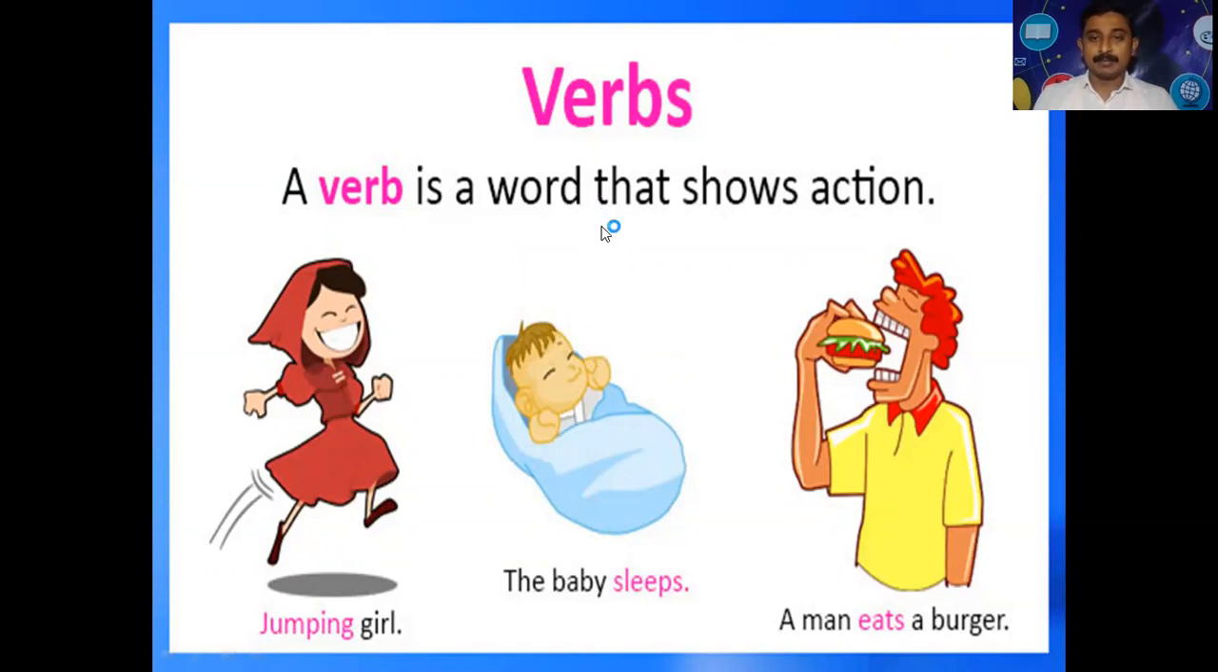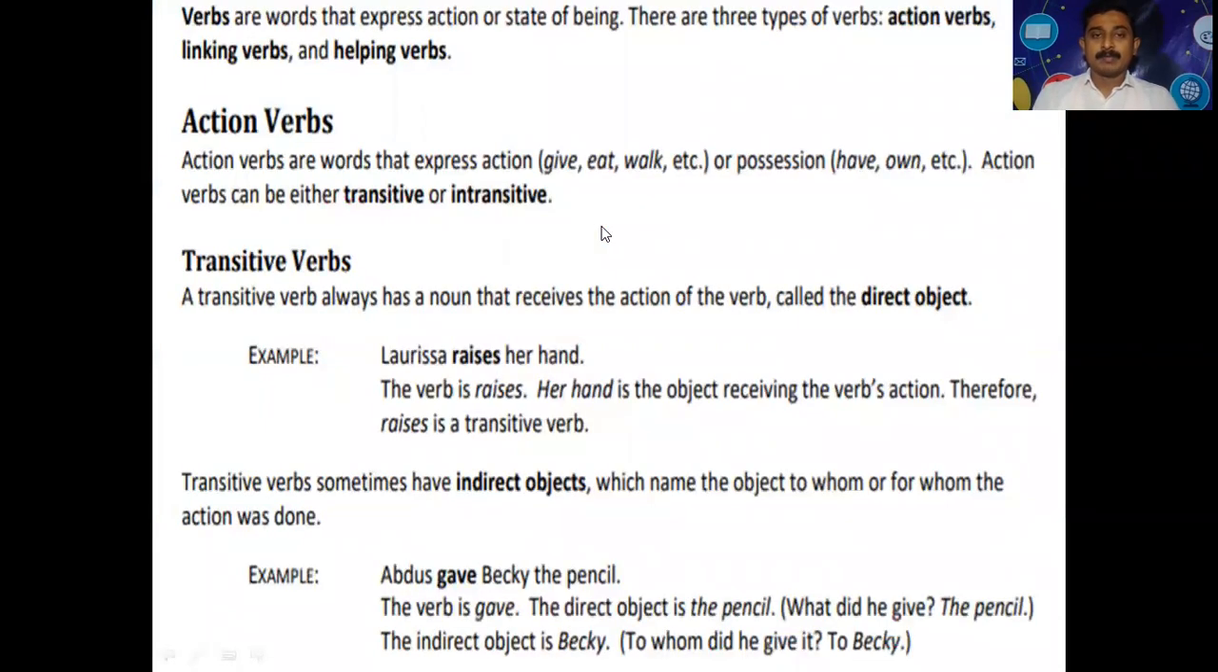Let us see types of verbs. Verb can be divided into action verbs, linking verbs, and helping verbs. First, let us see what are action verbs. Action verbs are the words that express action like eat, play, jump, run, write, all these. It also shows possessions, ownership, have, I have a car, I own a house, all these.